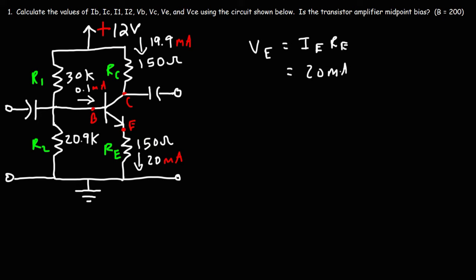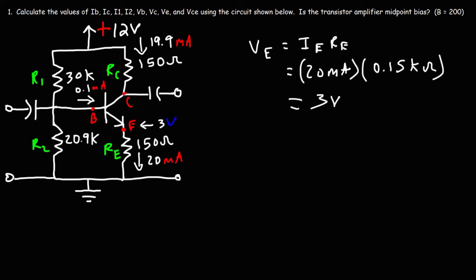So we have an emitter current of 20 milliamps and an emitter resistance of 150 ohms, but we're going to convert that to 0.15 kilo ohms. When you multiply amps by ohms, you get the unit in volts. When you multiply milliamps by kilo ohms, you get the unit in volts as well. So we can do 20 milliamps times 0.15, or you could say 0.02 amps times 150. And in both cases, you're going to get 3 volts. So that is the potential at point E.